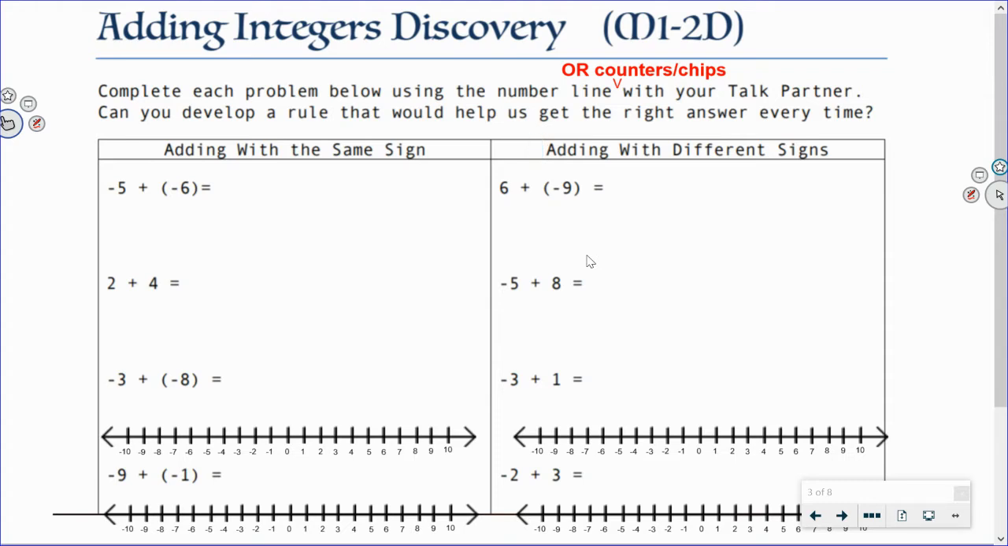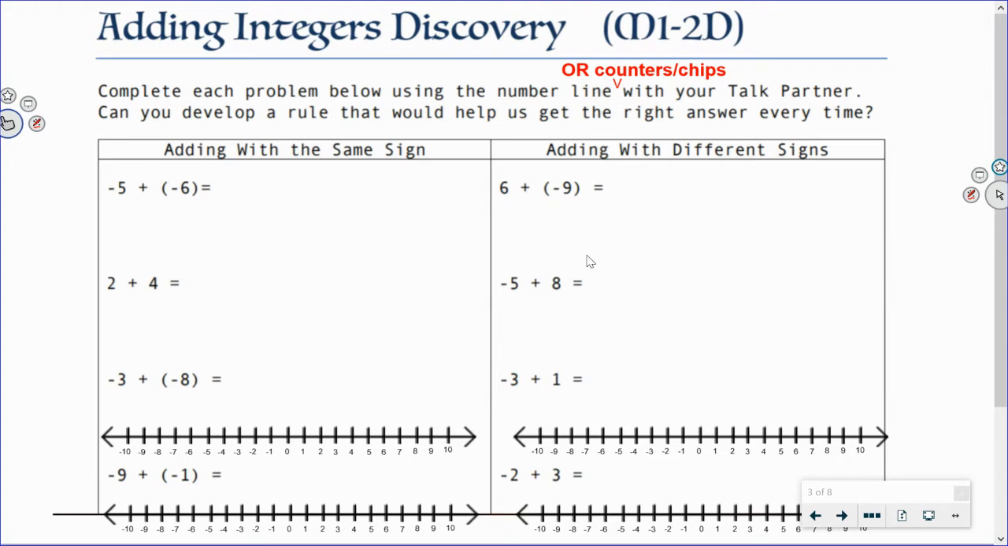You should have your notes page in front of you entitled Adding Integers Discovery, where let's go ahead and read the directions together. Complete each problem below using the number line, or you may use counters or chips. And I wish I could say we could do this with our talk partner, but things are a little different with school this year. Then we're going to say, can you develop a rule, a pattern? Can you see anything that would help us get the right answer every time?